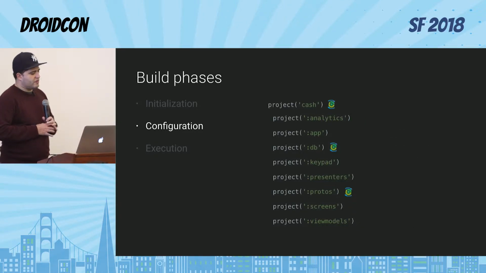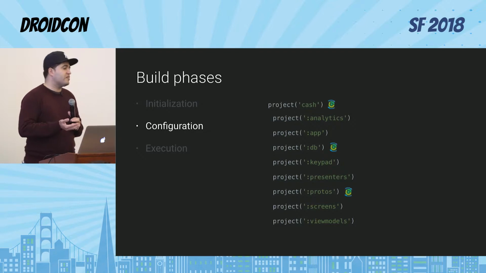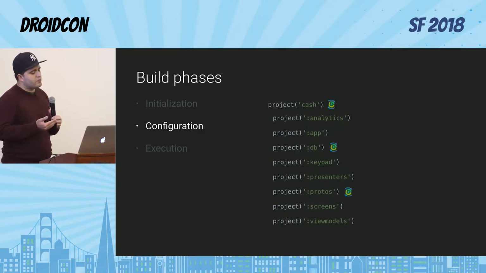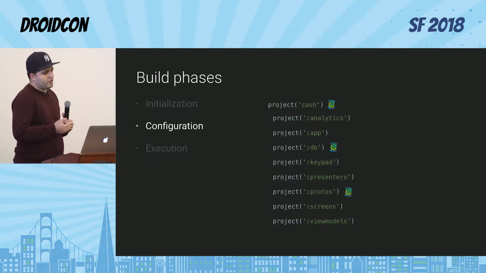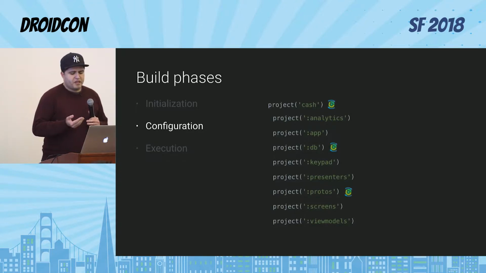There's this concept called configuration on demand that attempts to only configure projects that are relevant for your requested tasks. It would only execute the build.gradle file of projects that are participating in the build. And this way, the configuration time of a really large build can be reduced. It does so by following a few heuristics. It obviously always has to configure the root project.